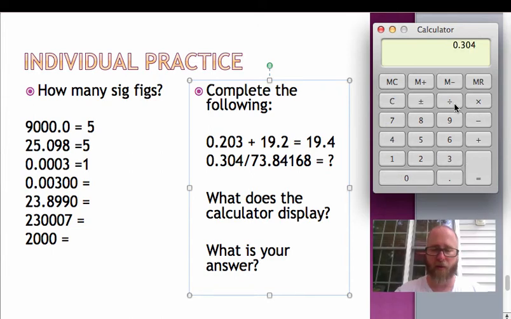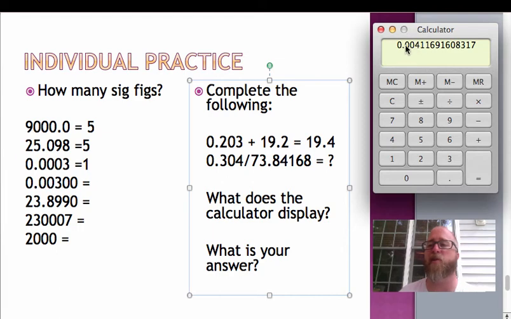Let's punch that in. 0.304 divided by 84168. Let's see our answer. Holy cow, that's a whole bunch of numbers. Our answer can only have 3 significant figures. So when we look at this, 0.004116916083117. How many of these numbers are significant?